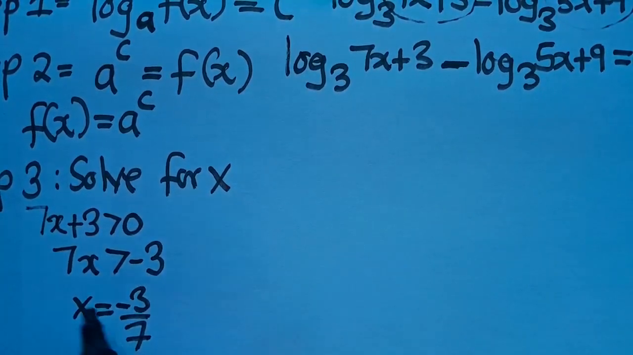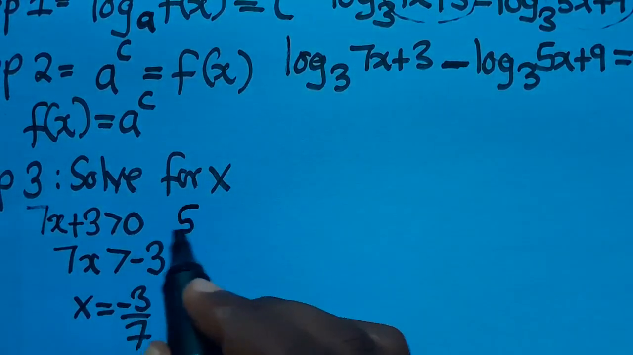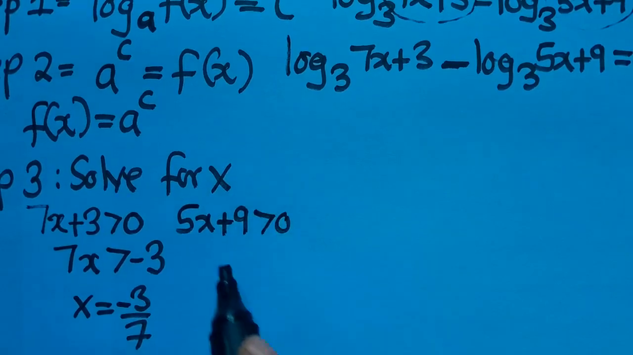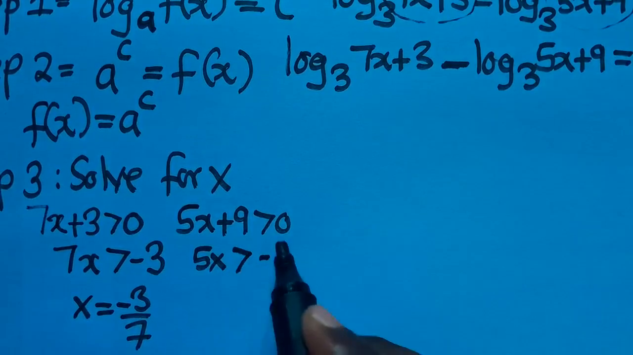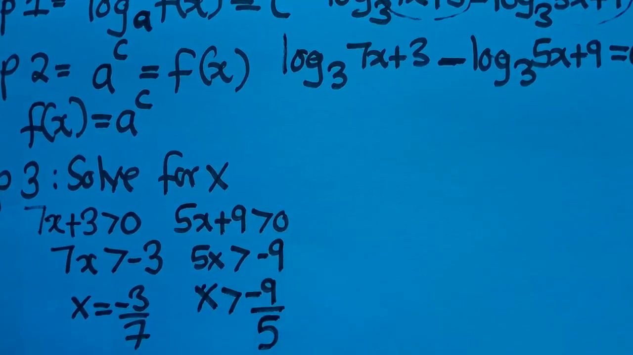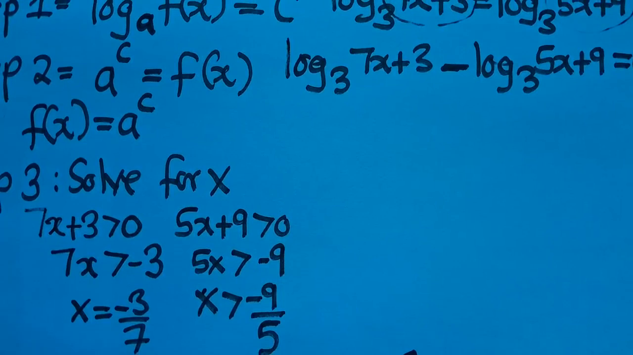Have you seen? Then you also get that other one. 5x plus 9 should be greater than 0, which means that 5x should be greater than negative 9, which is x is greater than negative 9 over 5. This is what you need to do.